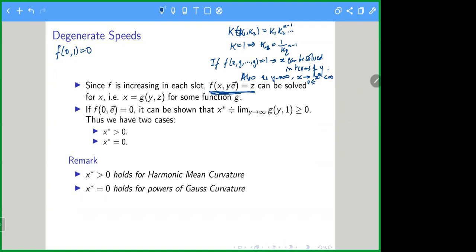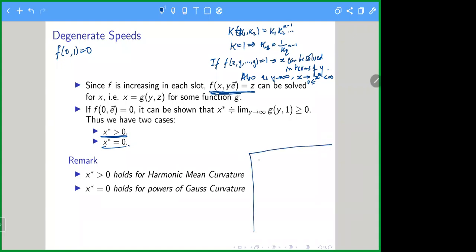So if as y goes to infinity, my principal curvature x converges to something positive, I have one situation, and if it converges to 0, I have a different situation. So in the Gauss curvature case, you can see that if my kappa 2 goes to infinity, my kappa 1 goes to 0. So it falls under the second case here. If you want an example for the first case, there's what's called the harmonic mean curvature flow. That's another example I'll give you now.